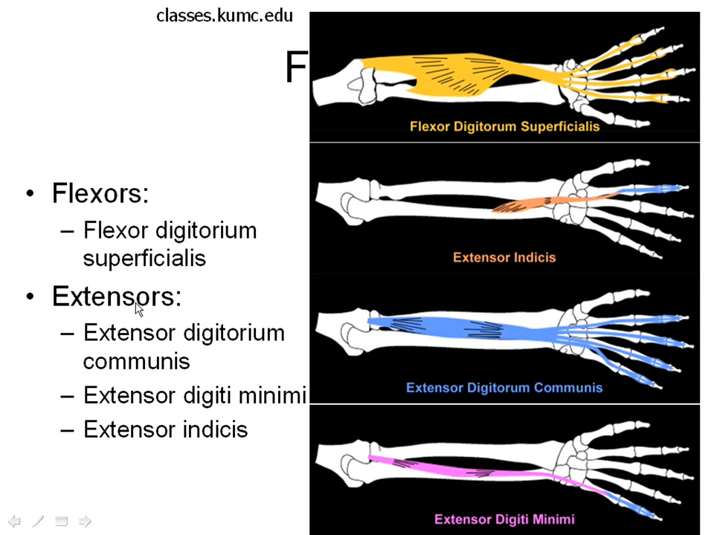Extensors are going to indicate they're on the posterior compartment of the forearm. You have extensor digitorum communis, which is right down the middle, extensor digitorum going to all 4 digits. And then you have extensor digiti minimi. And thank God for Austin Powers, because everybody remembers that mini-me goes to the pinky finger. Extensor indicis goes to the index finger. So in your fingers, you actually have more independent control over your index finger and your pinky finger because they have their own extensors.